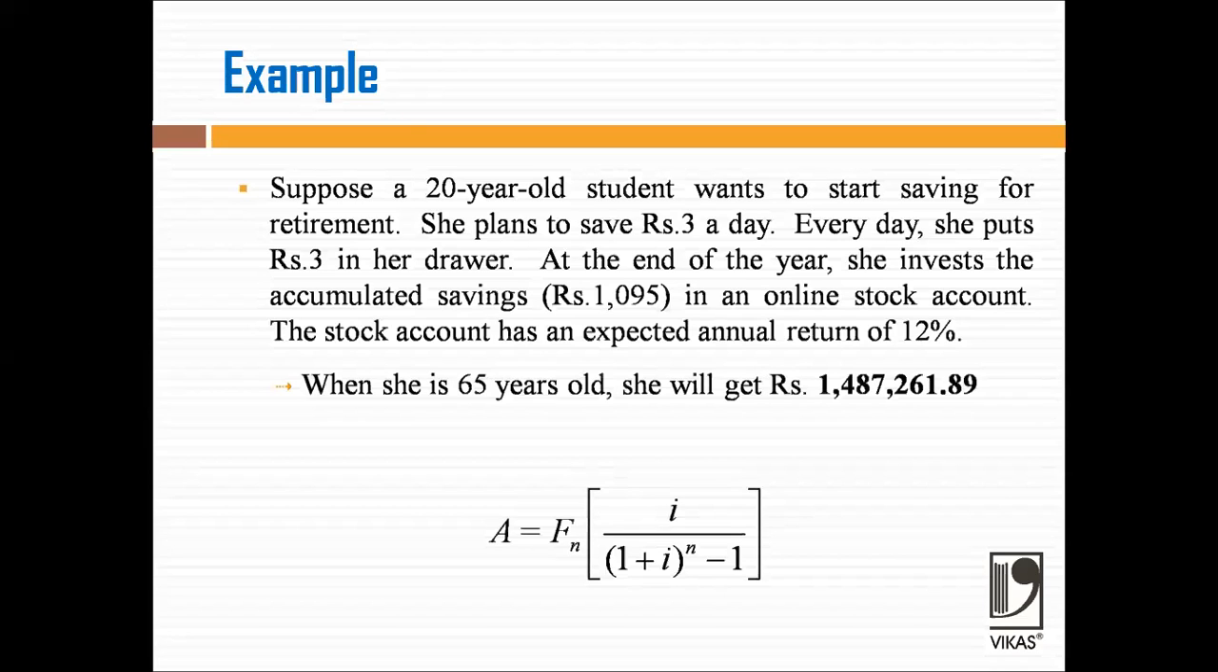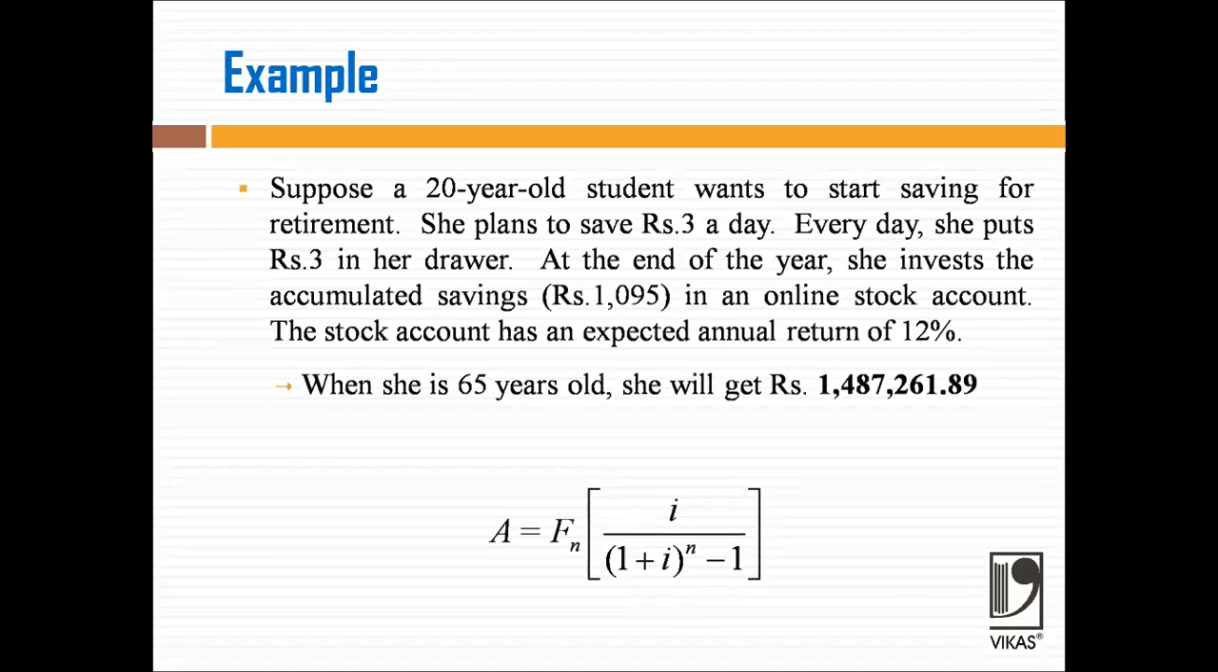So 3 into 365 days, right? In a year there are 365 days. So 3 rupees into 365 equals 1095. Every year he withdraws the money from his drawer and deposits it into a savings account, an online stock account, right? The stock account has an expected annual rate of 12%, right? If you put that money in every year, 1095, it will give you 12% interest.